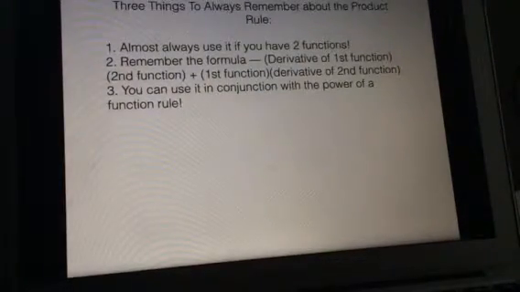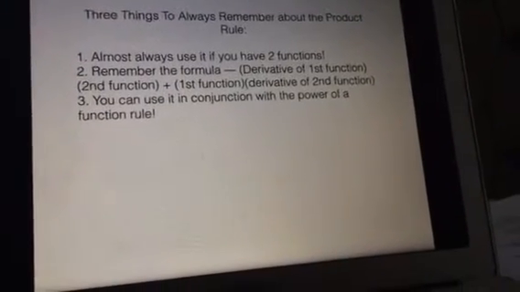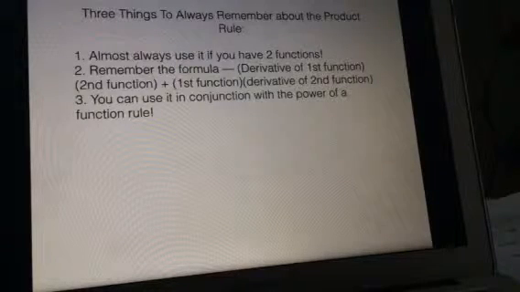So there are 3 things I came up with that we should always remember about the product rule. The first thing is that you almost always use the product rule if you have 2 distinct functions. Not only do you almost always use it, but it is also the easiest way to derive. The second thing is to remember the formula, which is derivative of the first function times the second function plus the first function times the derivative of the second function.